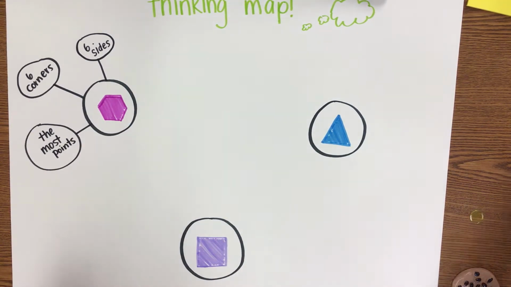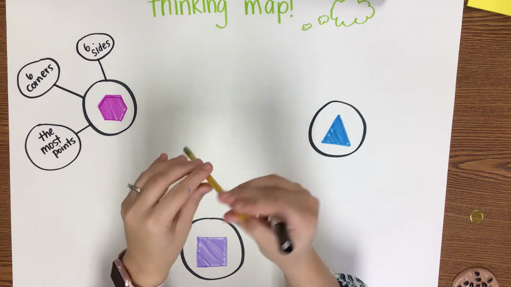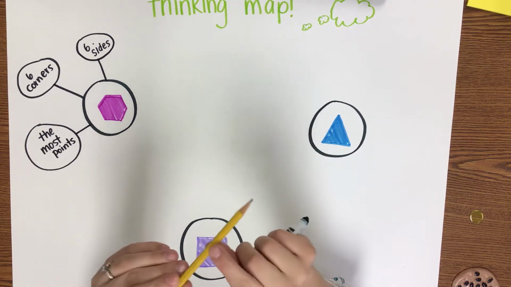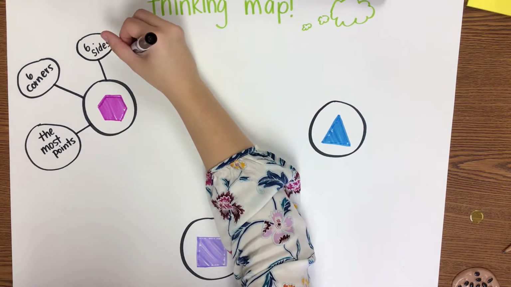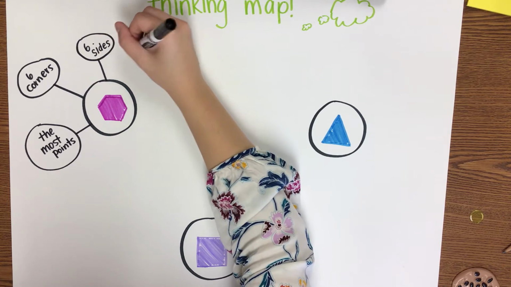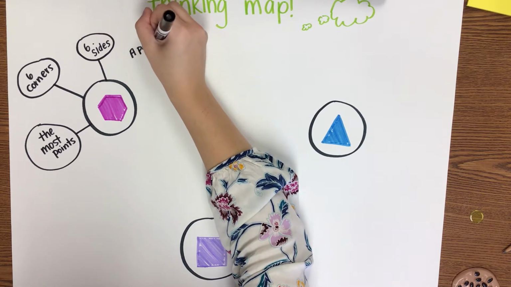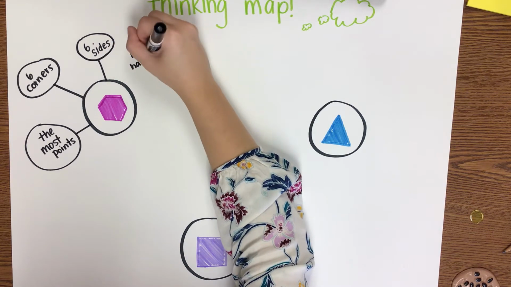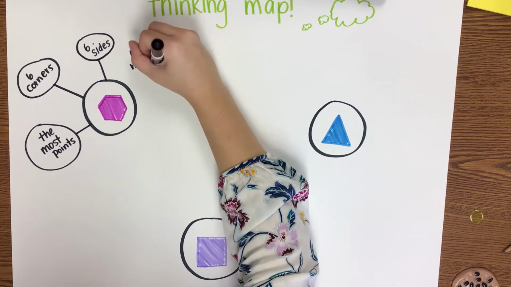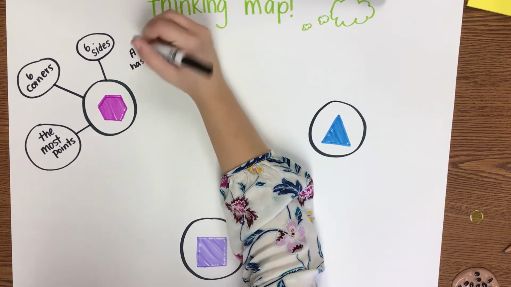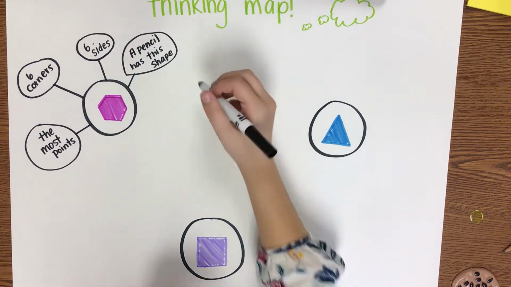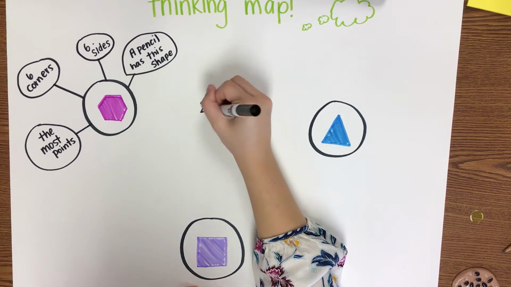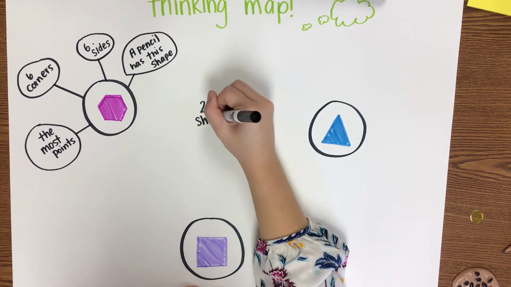When we look at a pencil, I have a pencil right here. If you look at a pencil, the shape in the body of the pencil is actually a hexagon. So we could say a pencil has this shape. And we know that it's a 2D shape. It is flat.